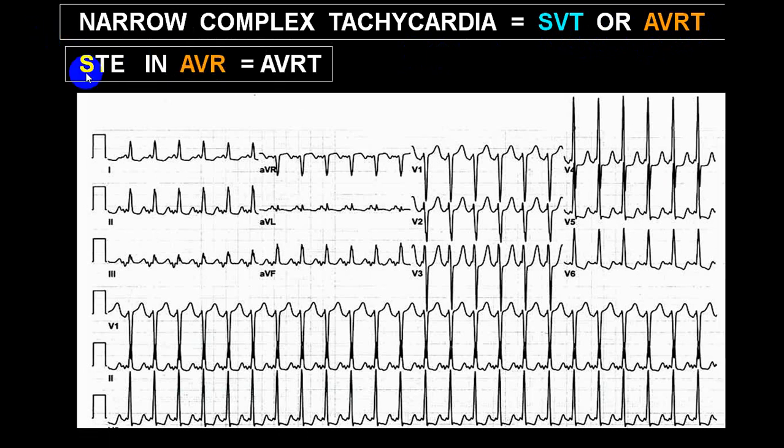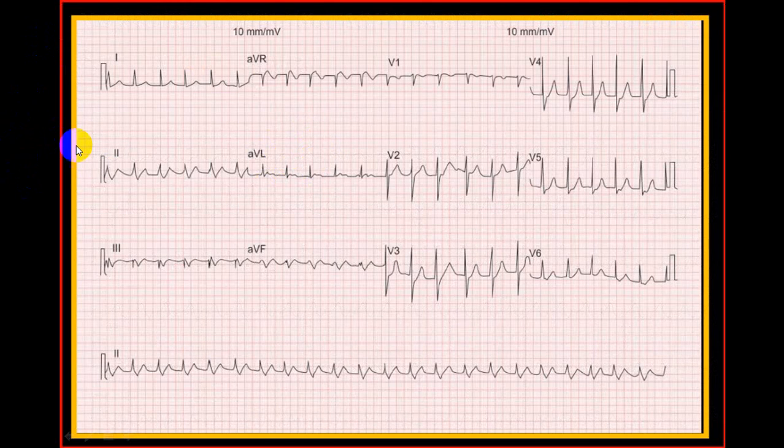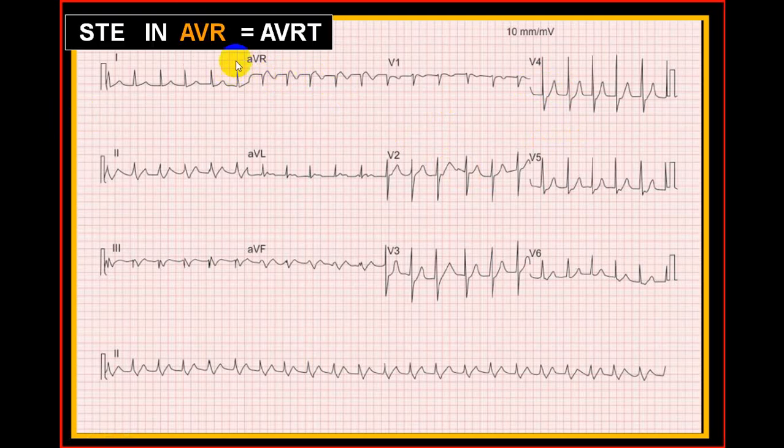That difference will do. ST elevation in AVR is more in favor of AVRT. All those we'll be doing when we do supraventricular tachycardia. Again you can see here ST segment elevation, and there is tachycardia, narrow complex, it is not wide. Again this is SVT, and because there is an ST segment elevation, you can utilize this as AVRT, that is atrioventricular re-entry tachycardia.